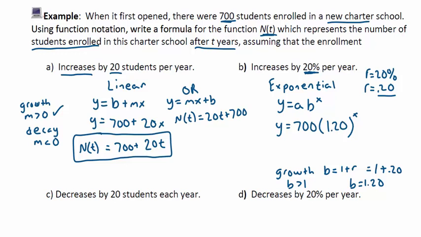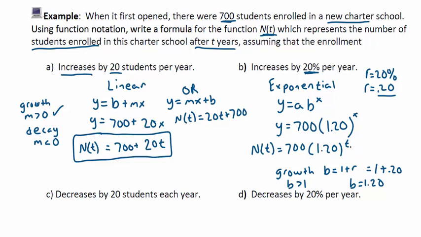Just as before, this equation models my scenario, but did not use function notation. So like before, I will take the output variable y and replace it with n of t. And remember, my input variable x was actually supposed to be t. So this is a formula that represents the number of students enrolled in this charter school after t years.